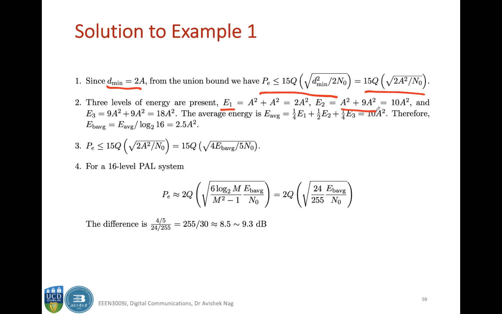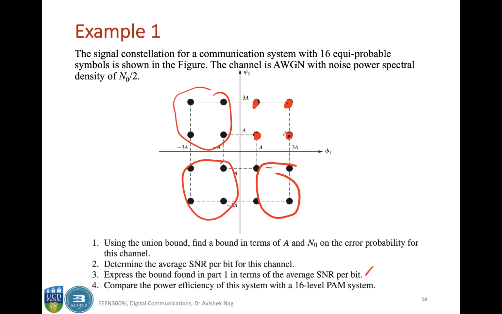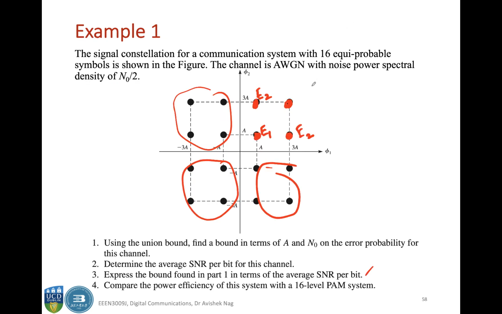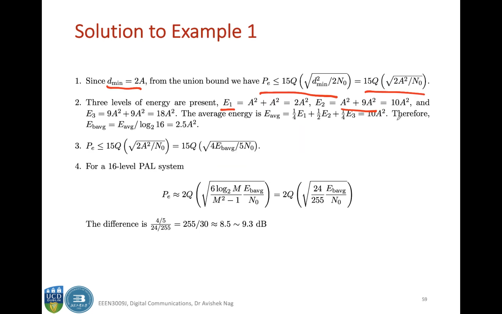E2 is A square plus 9A square. So this is for this one and this one. This is for E1, these are for E2s, and E3 is the extreme corner. So this is E3. The total energy for this quadrant is E1 plus twice E2 plus E3, and then this is repeated all over, so you have 4 times this. So this is the total energy.